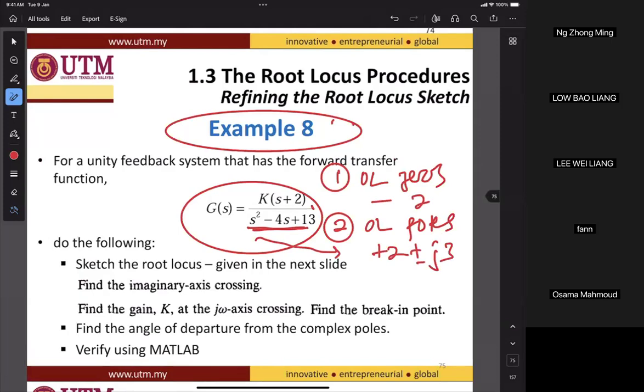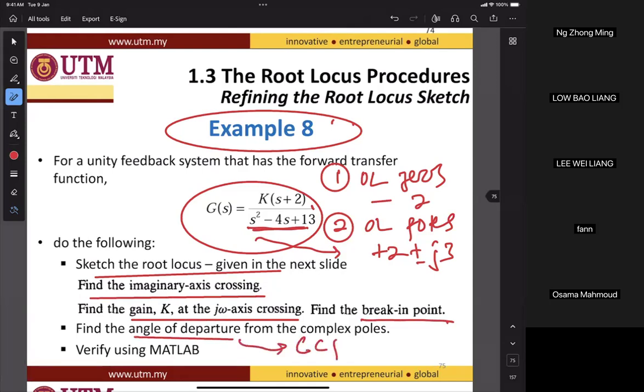So we sketch the root locus, then find the j omega axis crossing, then find the gain K at j omega, then find the break-in point, and then find the angle of departure due to the complex conjugate pole, CCP, that is 2 plus minus j3. And then verify using MATLAB.